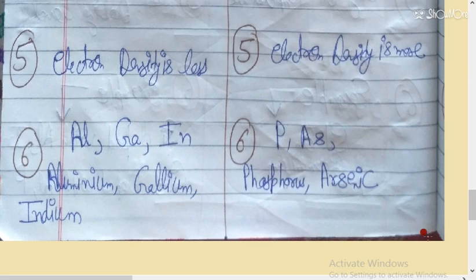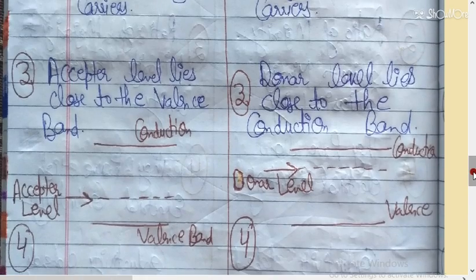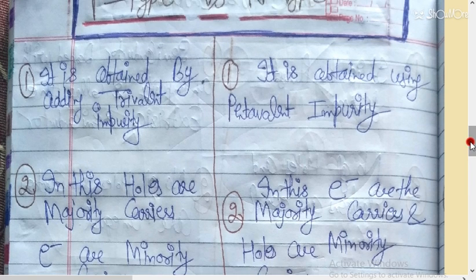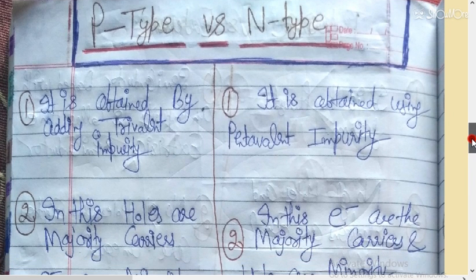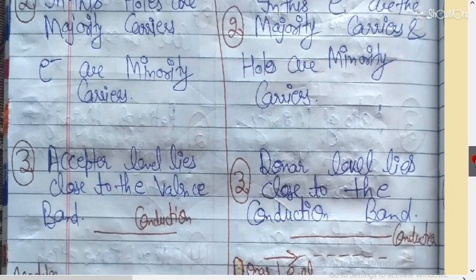So this is all that I want to discuss today. Whatever we had to do today, students, we have covered. So you can see these differences. I am scrolling the screen. So the differences are between p-type and n-type semiconductors, and you can note them down.